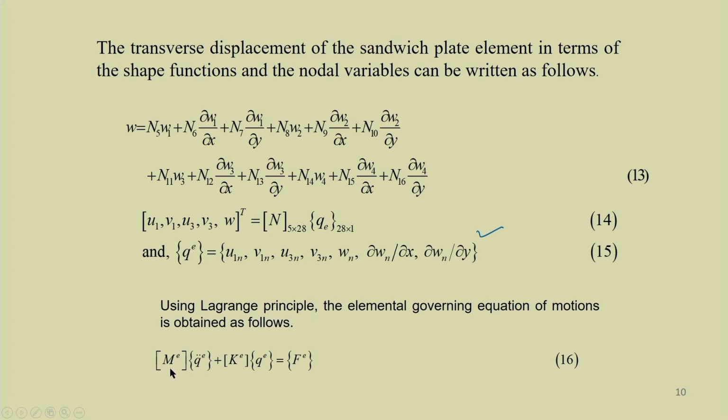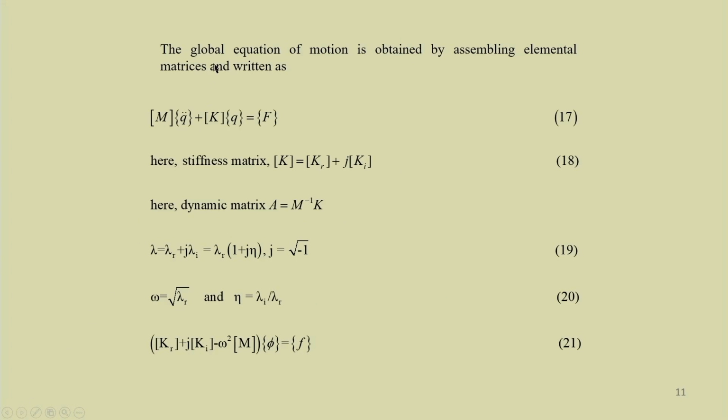Now it can be written in this form: m e q e double dot plus k e q e equal to f e. Here the parameters can be found easily. The global equation of motion can be obtained by assembling this matrix, and finally, it can be written in this form, that is m q double dot plus k q equal to f.